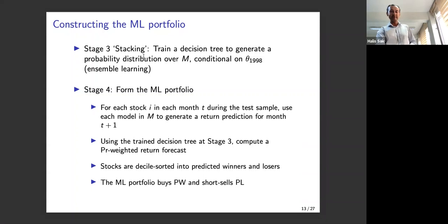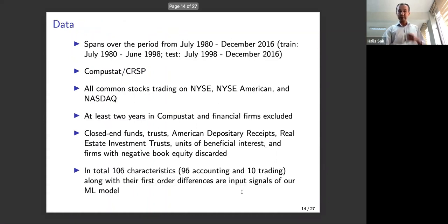And based on this stacking, right now we can make predictions for each of these stocks on test periods. And then we can simply create the machine learning portfolio, which is buying the predicted winners and selling predicted losers. Okay?